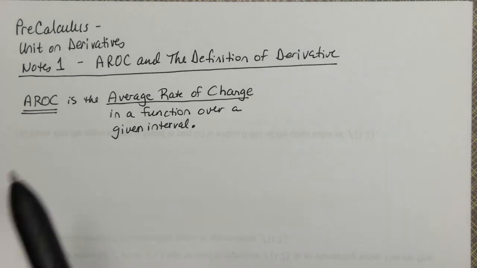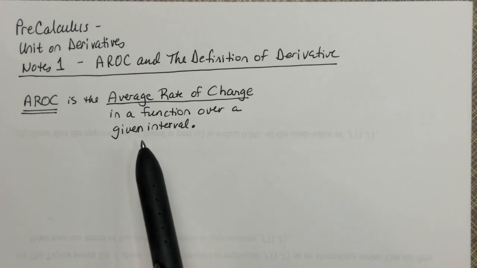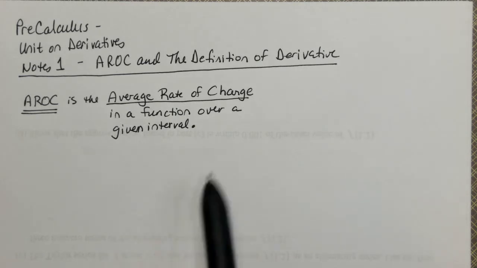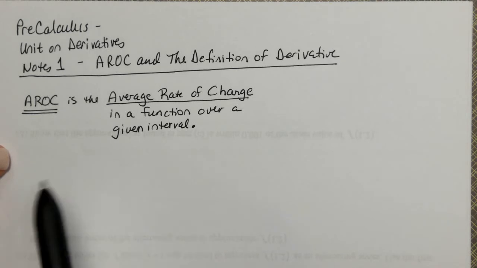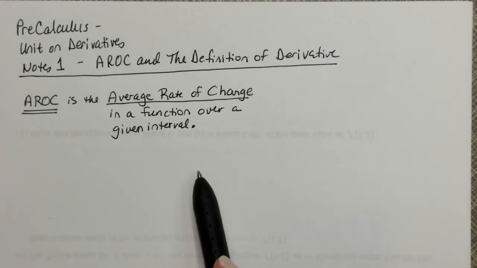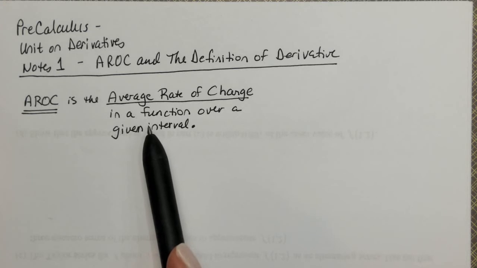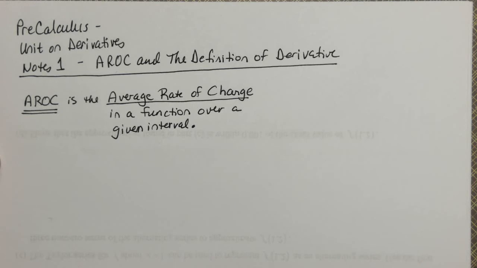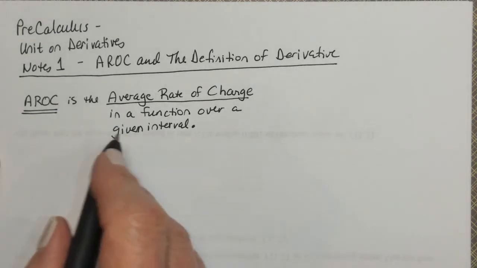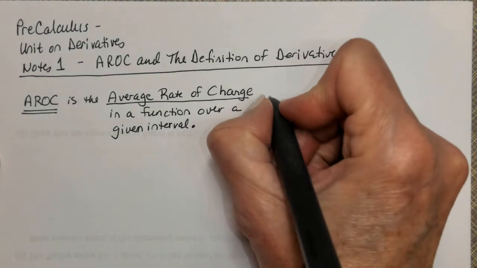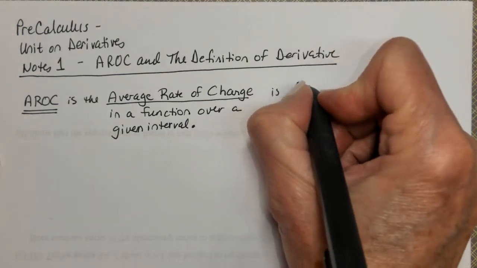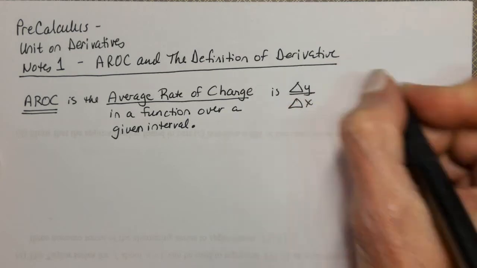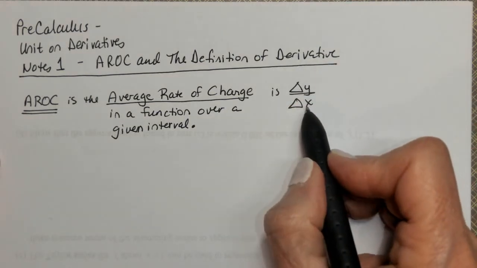So first of all, AROC, the average rate of change in a function over a given interval. We have had this before. We started problems with AROC back in Unit 1 of PreCalculus, and we've hit it occasionally throughout the year. It is crucial now that we know what average rate of change is. So average rate of change in a function over a given interval is always just your change in y over your change in x. Difference of the y's over the difference of our x's.